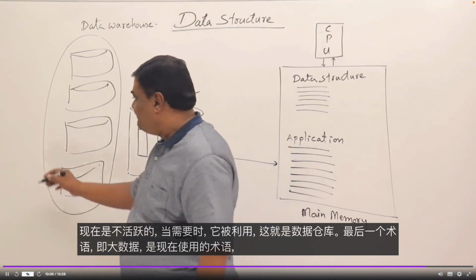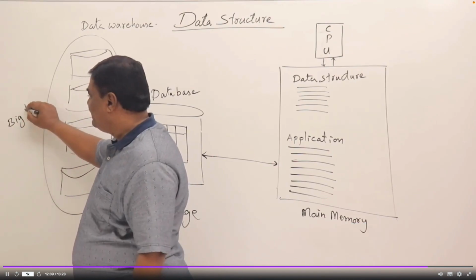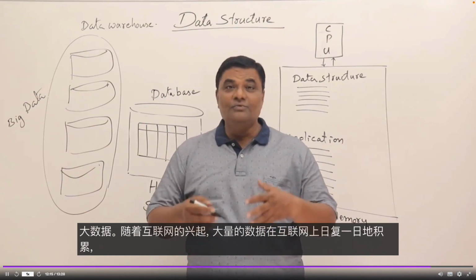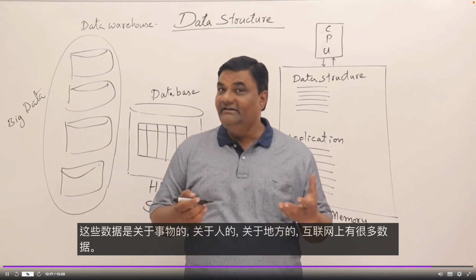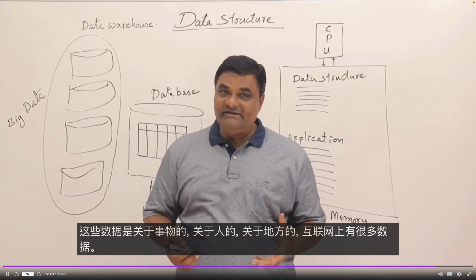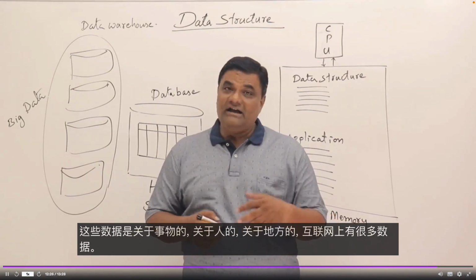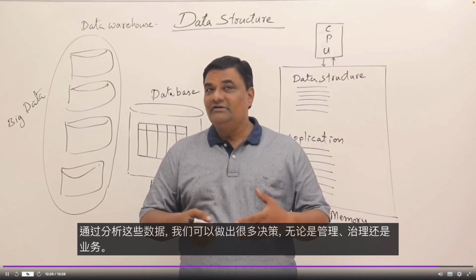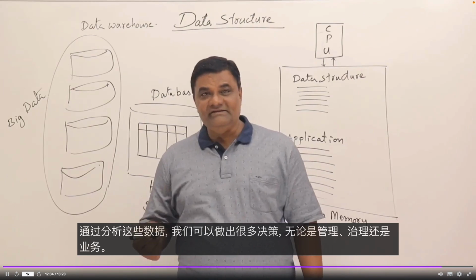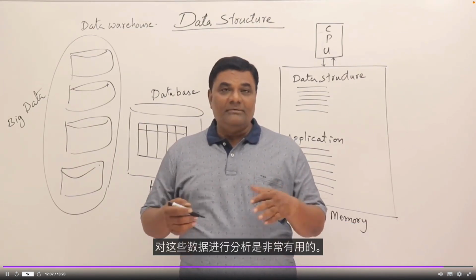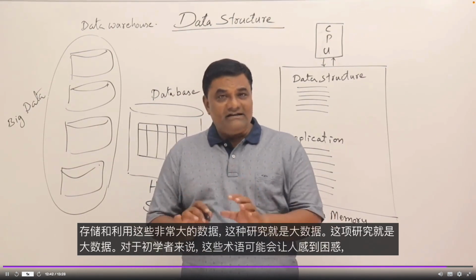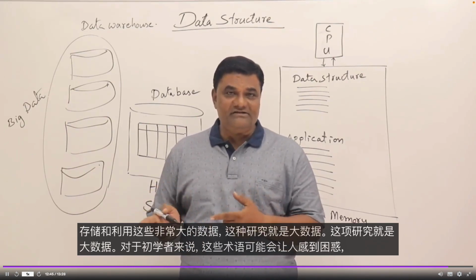And the last term, big data, is the term used nowadays. With the start of the internet, a huge size of data is accumulating day by day on the internet. That data is about things, about people, about places. A lot of data is available on the internet, and by analyzing that data we can take a lot of decisions, for management, for governance, or for businesses. Analysis of that data is very useful. Storing and utilizing that very large size data, that study is big data.